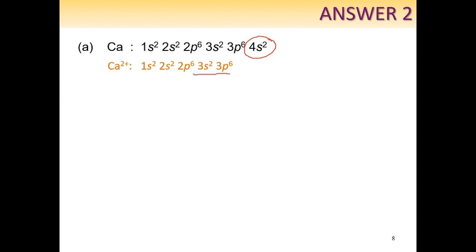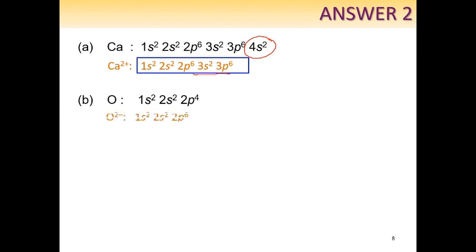For oxygen, you will see that the configuration is 1s2, 2s2, 2p4, since it has 8 electrons. To form the O2 minus oxide ion, it gains 2 electrons. Now the 2 electrons will go to the 2p orbital, so it becomes 2p6. So the configuration for oxide is 1s2, 2s2, 2p6.